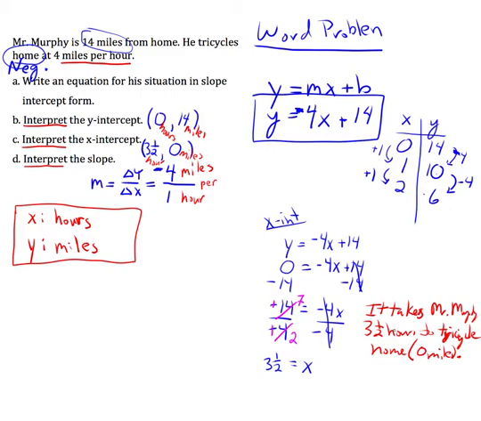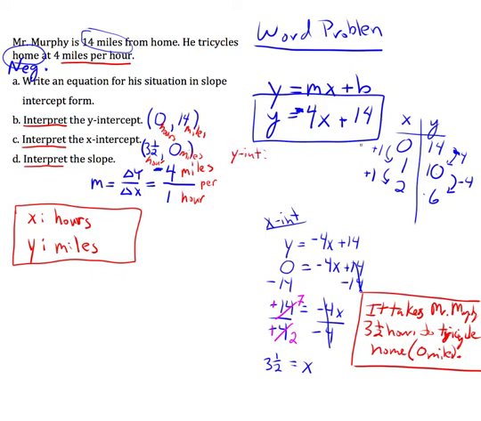So if you left it 3.5 hours to tricycle home, you would be fine because you're talking about that 0 miles. But if you just wrote, it takes Mr. Murphy bicycles 3.5 hours, period, right there, then you wouldn't get the full points because you're only talking about half of the coordinate pair. You need to get that home in there to get that full understanding of your interpreting the x-intercept. So now the y-intercept, I'm going to do my y-intercept right here.